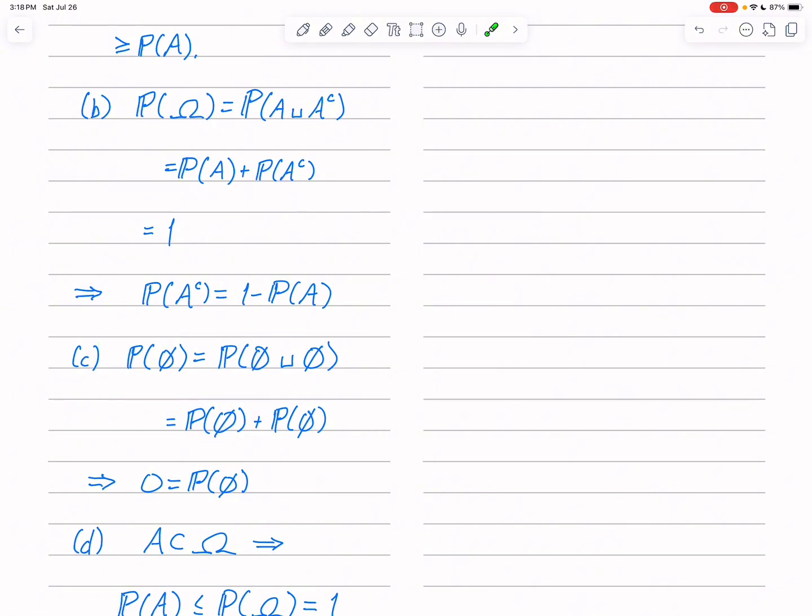The empty set is equal to the disjoint union of the empty set with the empty set, this thing right here. And then because it's a disjoint union, I am free to use countable additivity and split up the probability so that now I get probability of the empty set equals probability of the empty set plus probability of the empty set. Now, from here, I could subtract the probability of the empty set on both sides. If I subtract it, I'll cancel this one out and this one out, leaving on this side a 0 and leaving on this side just the probability of the empty set. And so it gives us this equation.